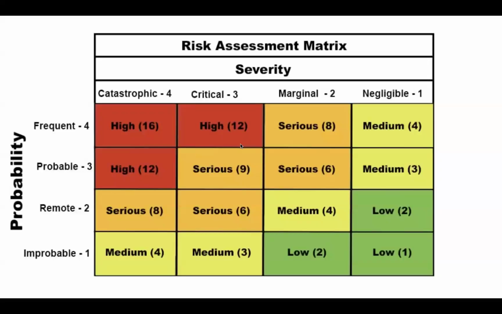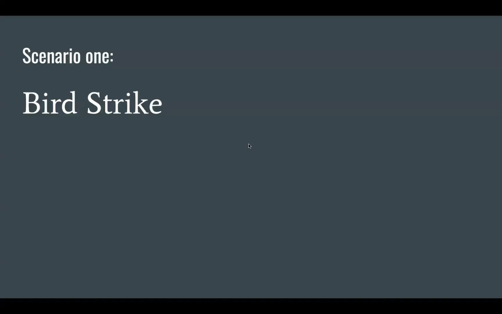Today, we will be discussing the risk assessment matrix severity, using this chart to rate how serious, high, medium, or low, the severity of these scenarios is in aviation. Scenario 1, bird strike.